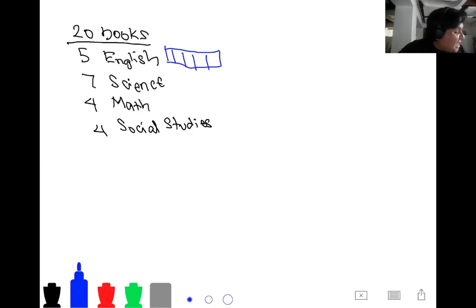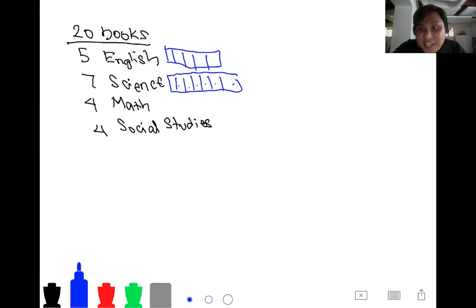Now we have 7 science books. So that should be, I guess, more books. That's 1, 2, 3, 4, 5, 6, and 7, right? That's our 7 science books. We have 4 math books, just fewer. 1, 2, 3, and 4. And we have 4 for social studies.